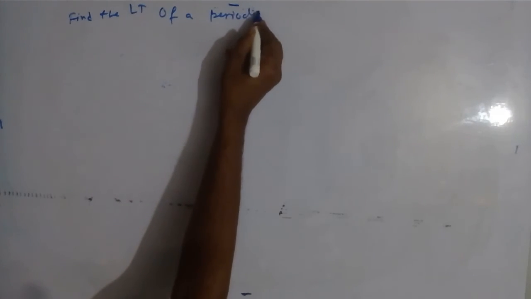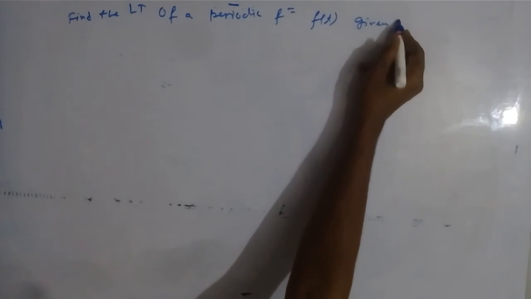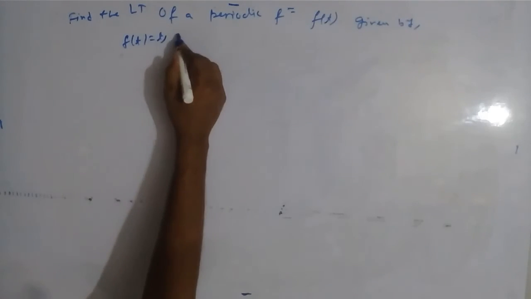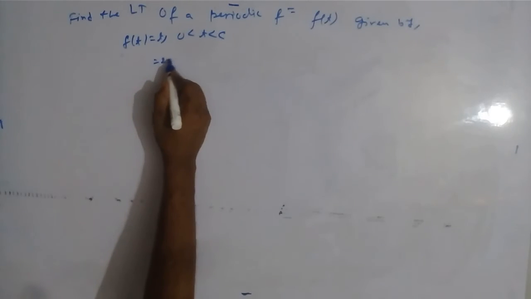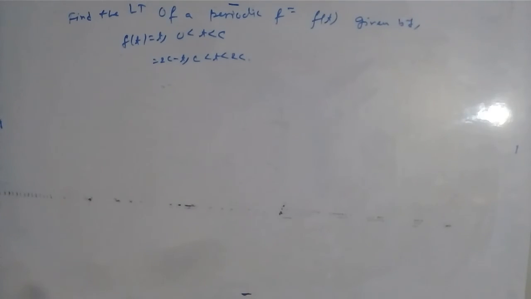The question is, find the Laplace transform of a periodic function f(t) given by f(t) equal to t where 0 less than t less than c, and 2c minus t where c less than t less than 2c. The period of this function is 2c.